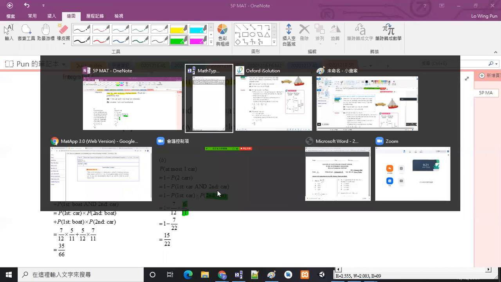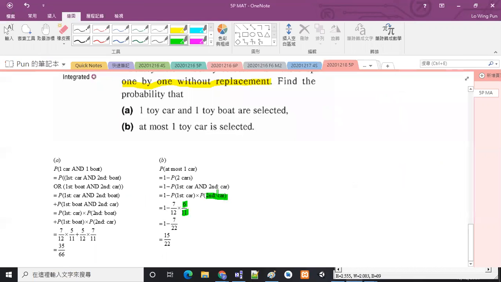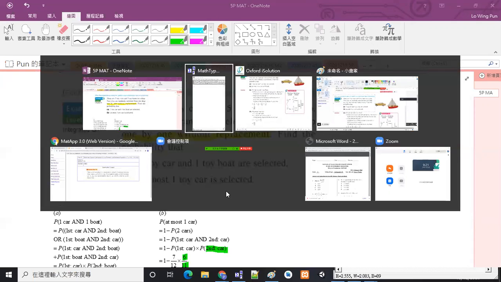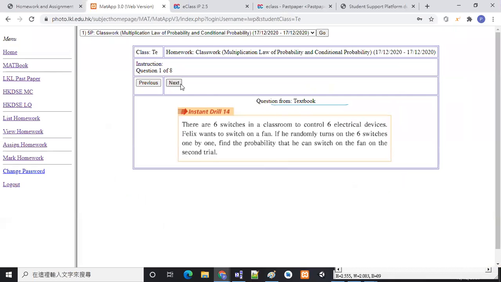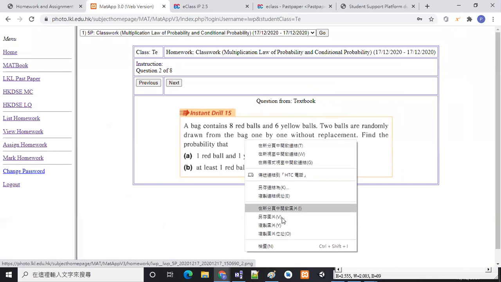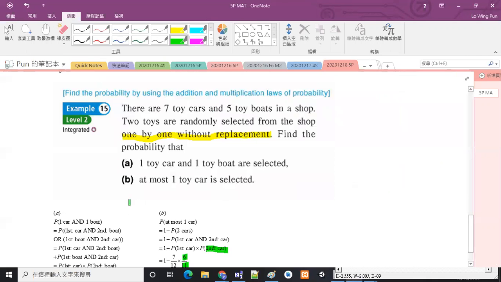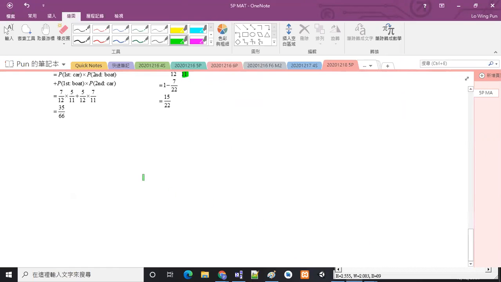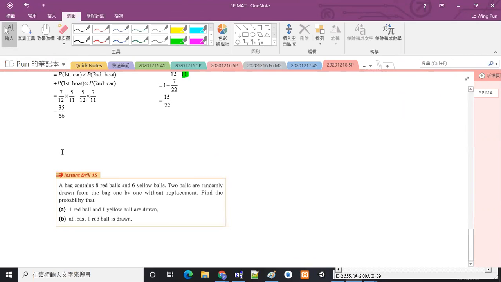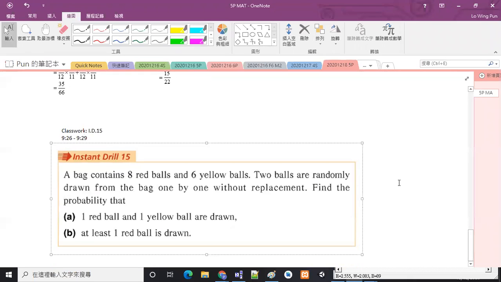And now I would like you to try to do the instant drill number 15. Okay, so let's do the instant drill number 15 now. Give you 3 minutes to do this. Please remember to upload your classwork to the MathApp web system.